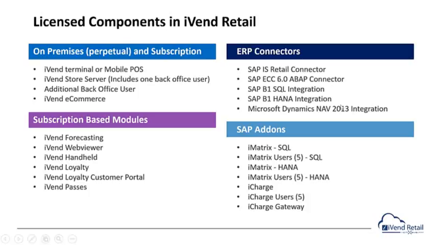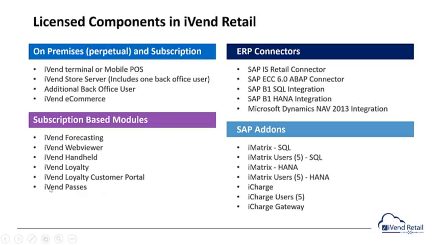Similarly, the ERP connectors are also available both on perpetual licensing as well as subscription licensing. So SAP IS Retail connector, SAP ECC6 ABAP connector, SAP Business One SQL integration, SAP Business One HANA integration, Microsoft Dynamics NAV 2013, and very shortly Dynamics NAV 2016 integration are also available both on perpetual and subscription licensing.